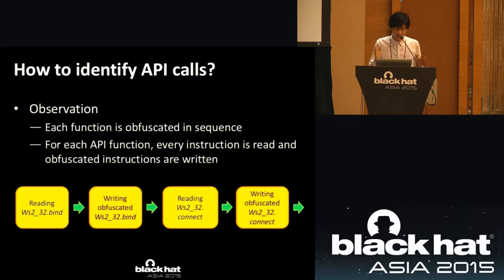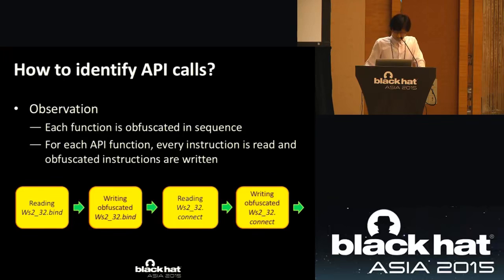We can divide by time. So in the picture, when the obfuscator reads WS2 winsock bind, every byte of winsock bind is read and obfuscated code is written. It is divided. And next, the winsock connect API function is read and written to other memory addresses.